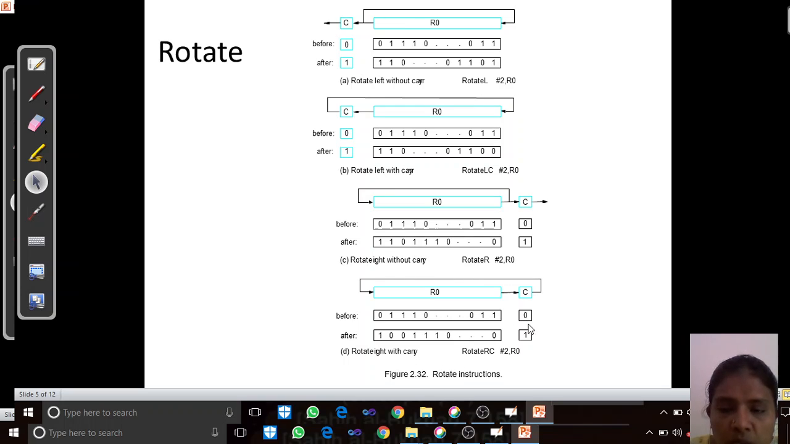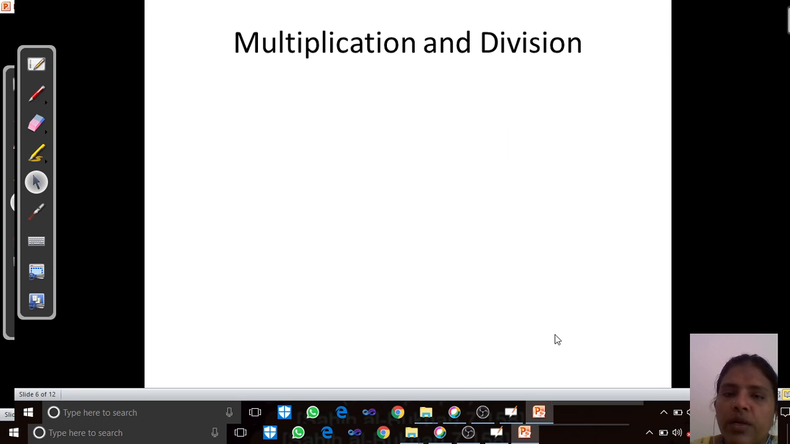Initially the carry was 0. So now this 0 has come here, and this 1 goes here. Again, triple one, 0 0 1. So one time it comes here, and this 0, 1 goes here, 0 comes here. So 2 zeros will be there, another time 1. This is how rotate works.